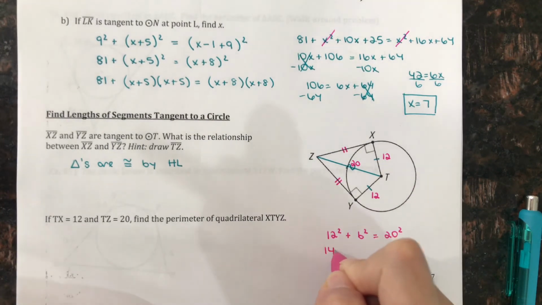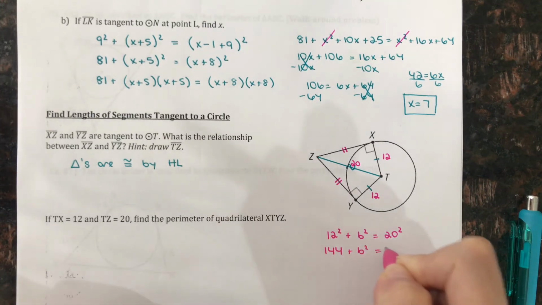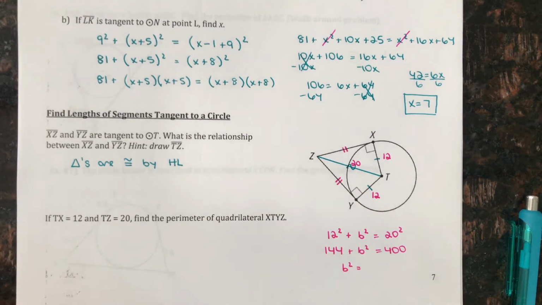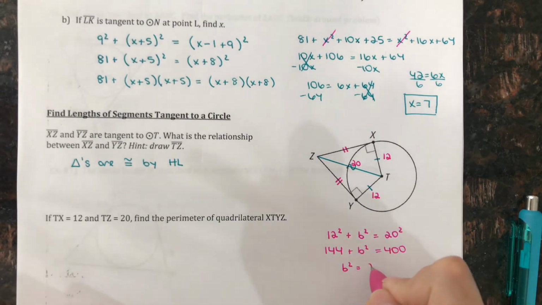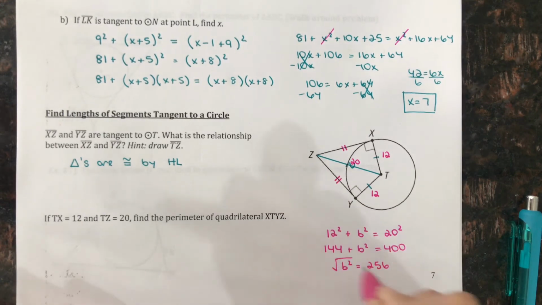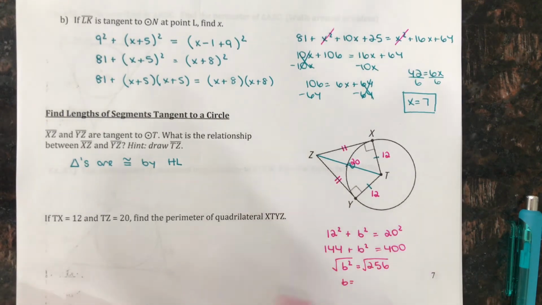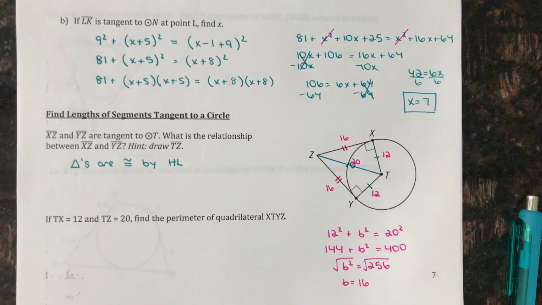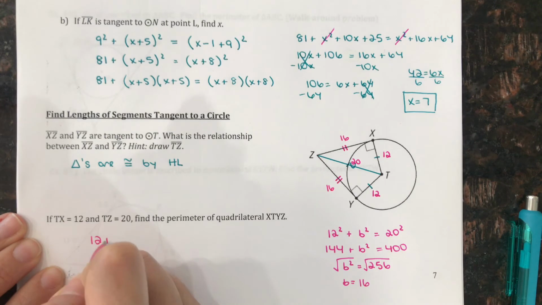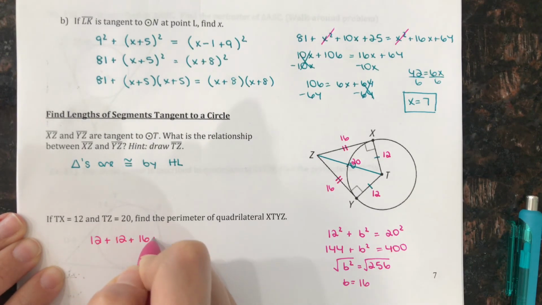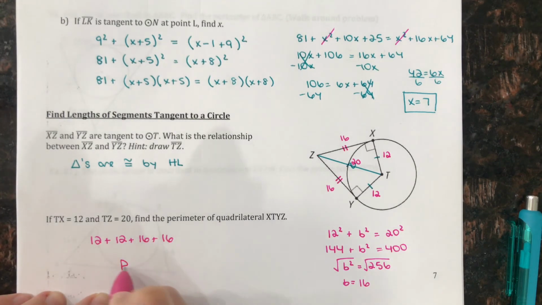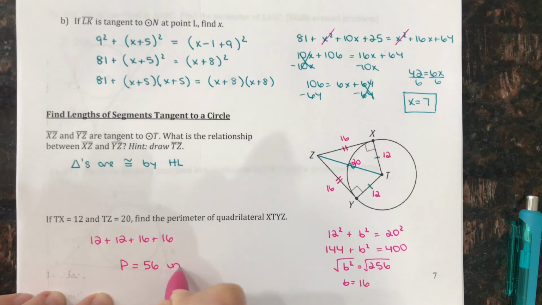So using the Pythagorean theorem, we're going to isolate b. Take a square root. And we get 16. So in order for us to find the perimeter, we just add up all those sides. And we should have a perimeter of 56 units.